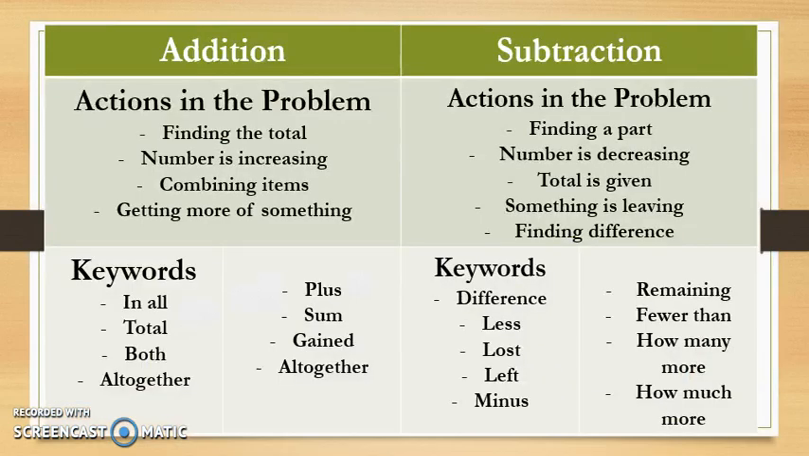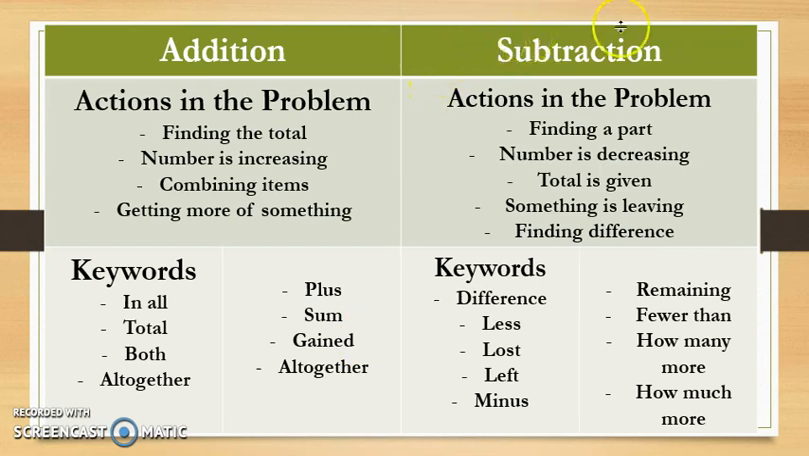In addition, for the key actions in a problem, we are usually finding the total, our number is increasing, we might be combining objects or getting more of something. There are also some key words that we could look for. Those key words are in all, total, both, altogether, plus, sum, and gained. Now, it's important to understand that these words do not always automatically mean we're adding.